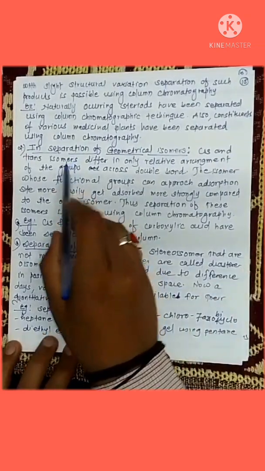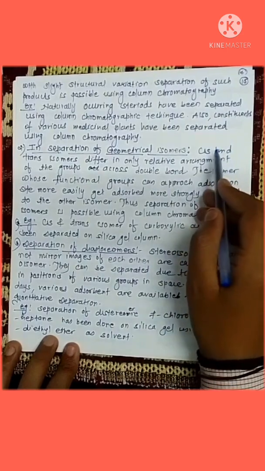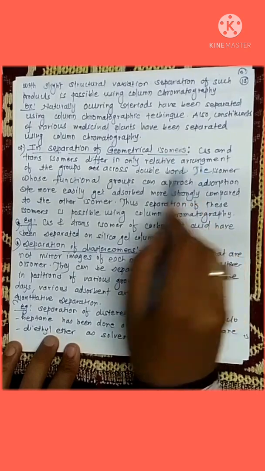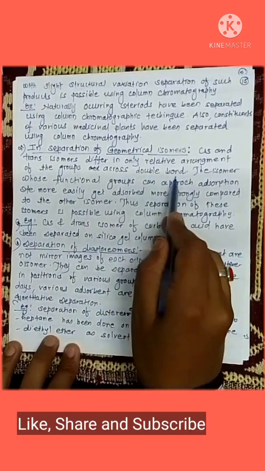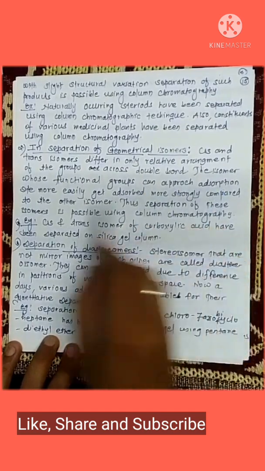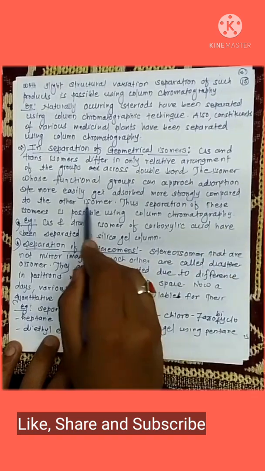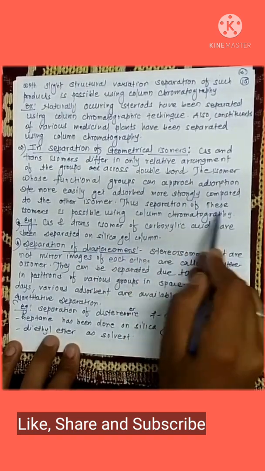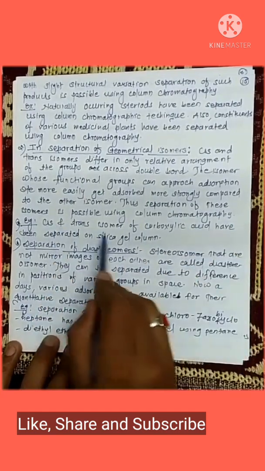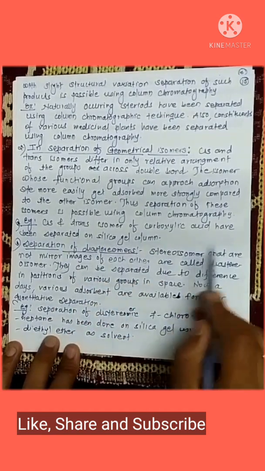Column chromatography is also used in the separation of geometrical isomers, that is cis and trans isomers. Cis and trans isomers differ only in the relative arrangement of groups across the double bond. The isomer whose functional groups can approach the adsorption site more easily gets adsorbed more strongly compared to the other isomer. Thus, separation of these isomers is possible using column chromatography. Cis and trans isomers of carboxylic acid have been separated on a silica gel column.